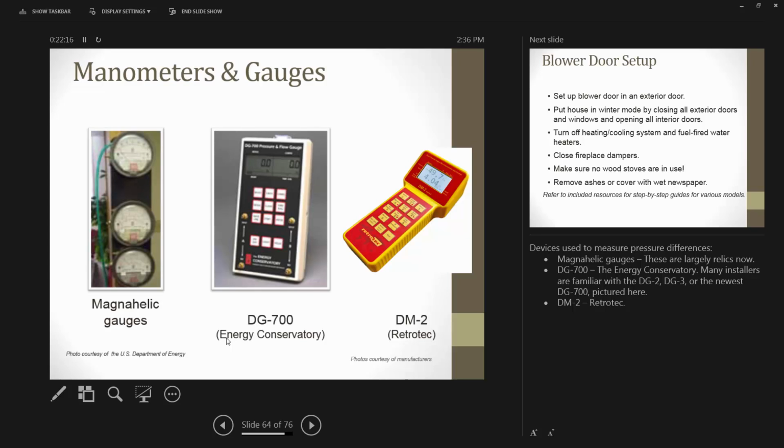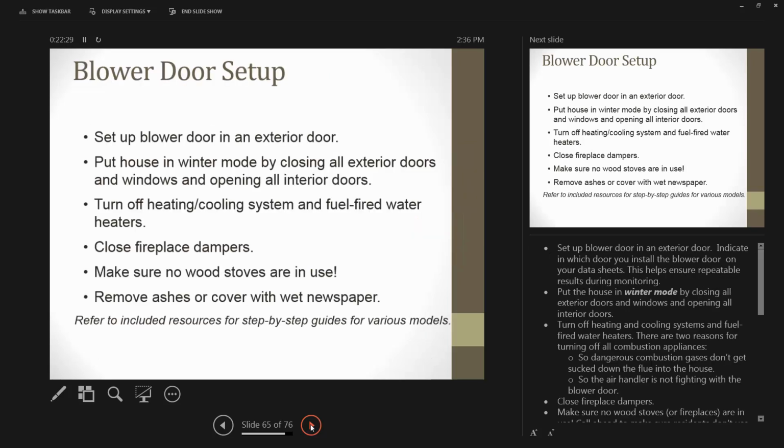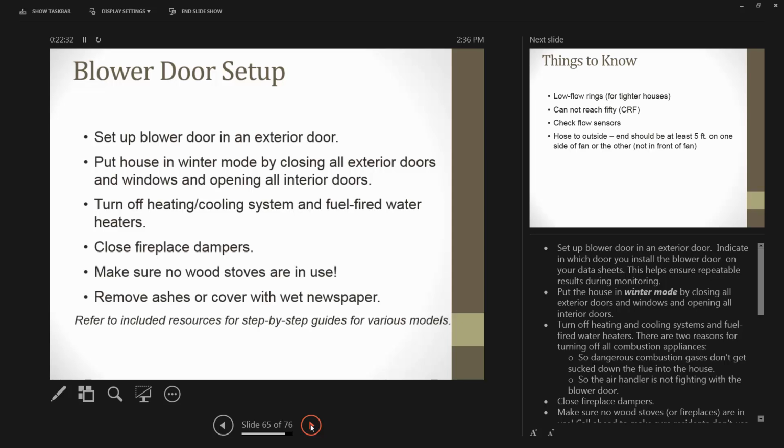We're going to work with all of the automated gauges, so we don't have to worry about reading the MagnaHelic gauges anymore. There are still some blower doors floating around that have them, but yeah, they're pretty much dinosaurs.